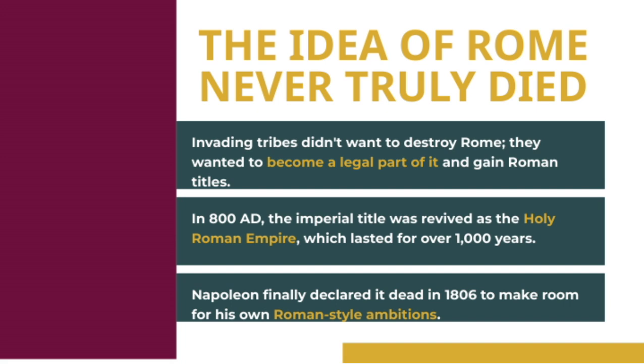What's fascinating is that when tribes invaded parts of the former empire, they weren't necessarily aiming to destroy Rome. Instead, many of them wanted to become part of it legally. They sought Roman titles and recognition, which shows how deeply the idea of Rome had become embedded in the concept of power and legitimacy. This all ties into the main theme of our presentation. The idea of Rome, the symbol of authority, culture, and empire, never truly died. Even after the fall of the Western Roman Empire, its legacy persisted through these transformations, revivals, and adaptations over centuries.